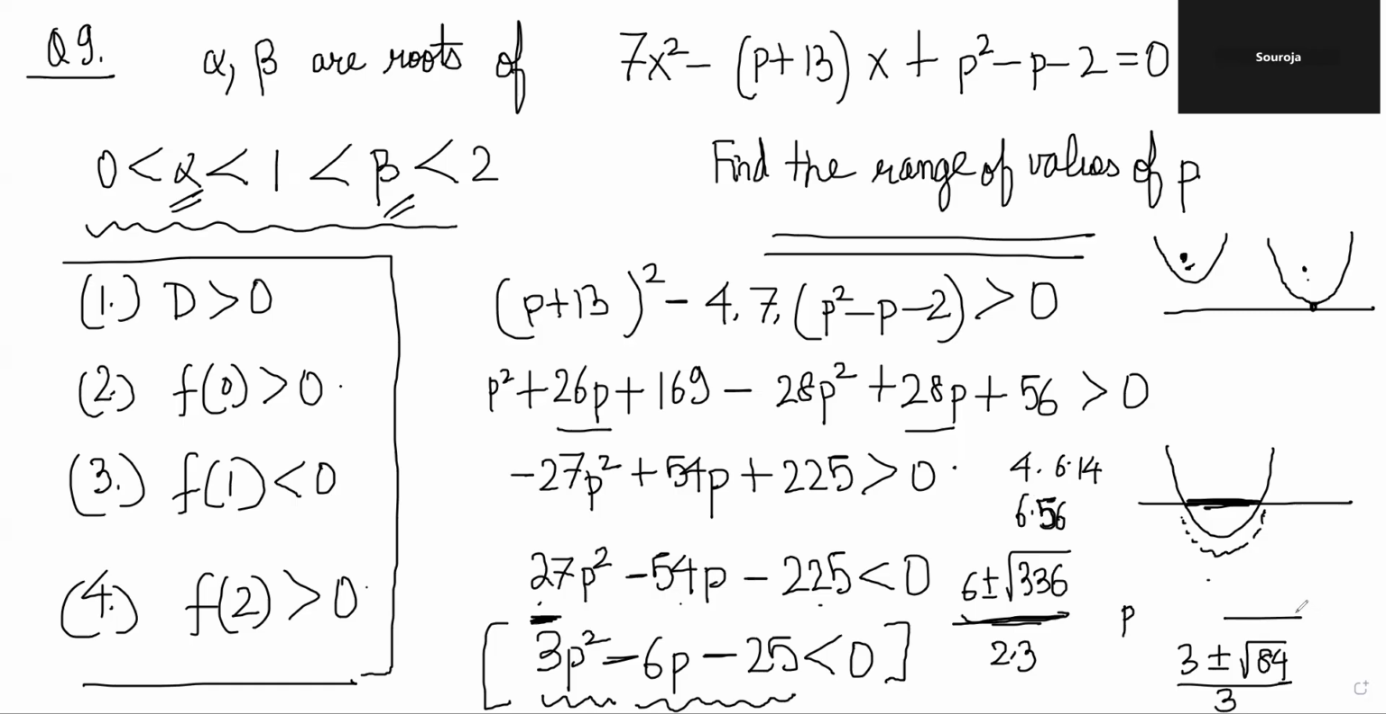Correct? Right. And I'm going to say that P should lie between the roots. So P lies between (3 minus root 84)/3 up to (3 plus root 84)/3, right? This is the first thing I have gotten. This came from here. I hope you understand what I have done.